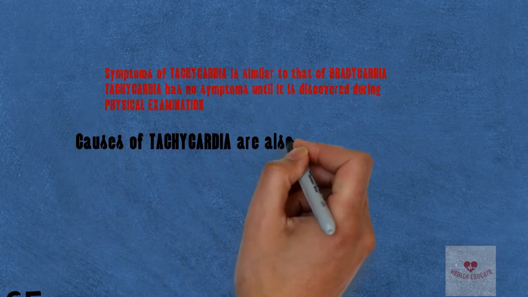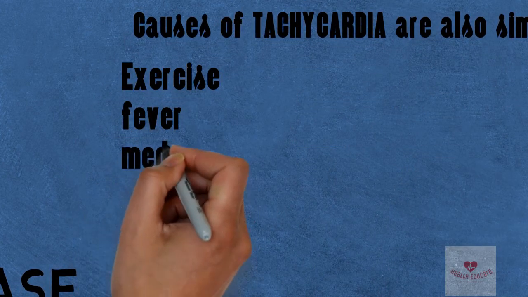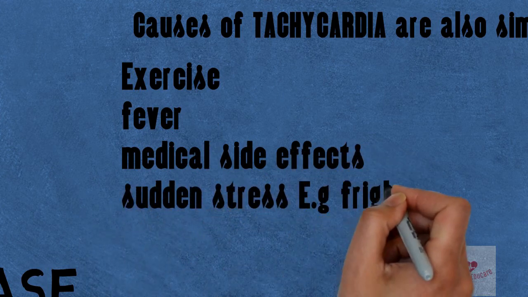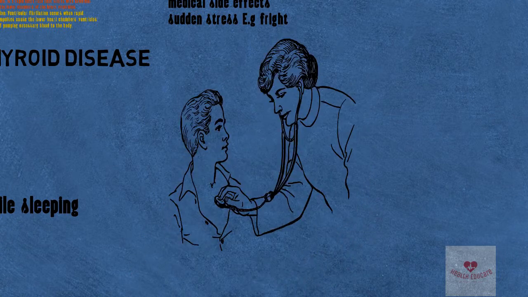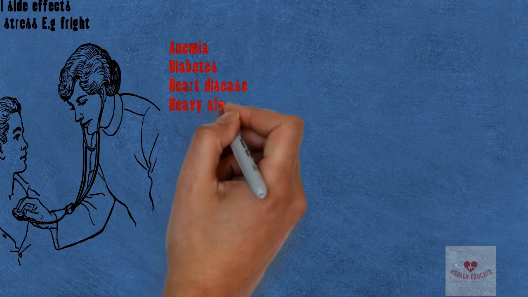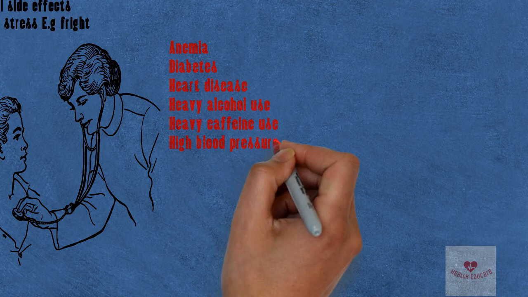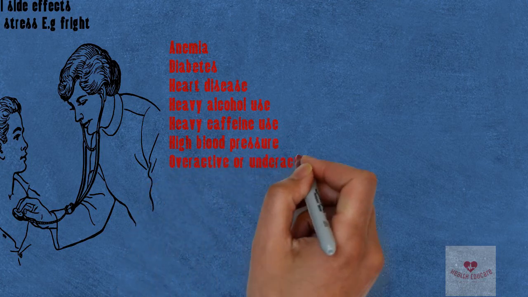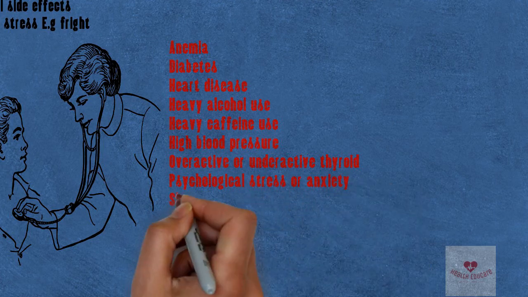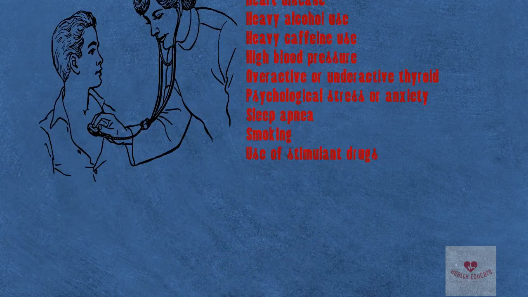Causes are also similar to those of bradycardia and may also include exercise, fever, medication side effects, sudden stress such as fright. Risk factors of tachycardia: anemia, diabetes, heart disease, heavy alcohol use, heavy caffeine use, high blood pressure, overactive or underactive thyroid, psychological stress or anxiety, sleep apnea, smoking, use of stimulant drugs.